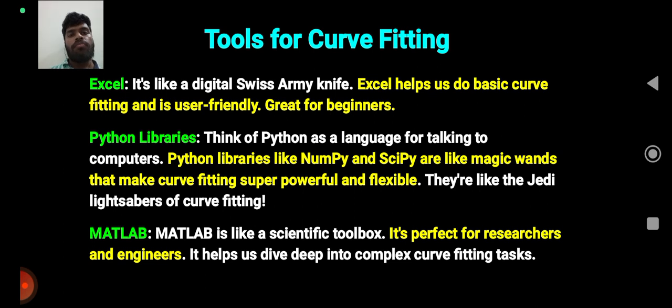Okay, there are some tools, for example, Excel, Python libraries, MATLAB. As we know, Excel is user friendly, and it helps us to do basic curve fitting. In the Python libraries, Python is nothing but a programming language, and we have a lot of libraries in it. One of the Python libraries, NumPy, is used to make curve fitting super powerful and flexible. And MATLAB is like a scientific toolbox. It's perfect for researchers and engineers.